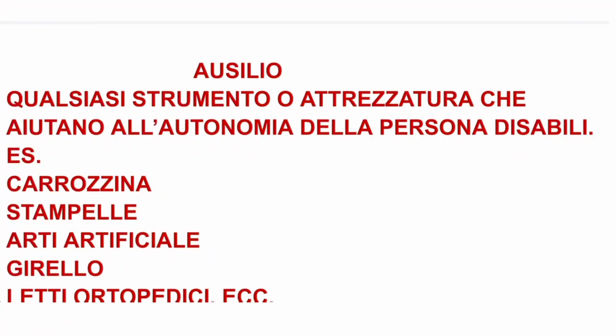So guys, let us get started. When we talk of auxilio, the definition: qualsiasi strumento o attrezzatura che aiutano all'autonomia della persona disabile. So when we say auxilio in English, it simply means aids, something that aids or offers help to the person. So the auxilio are all those tools that are used to make the patient perform actions or movements that he would otherwise be unable to perform.